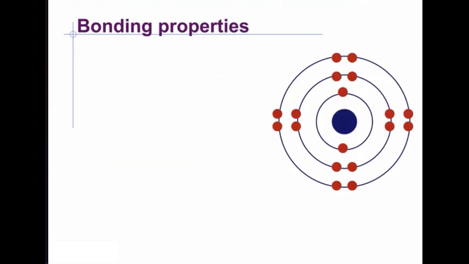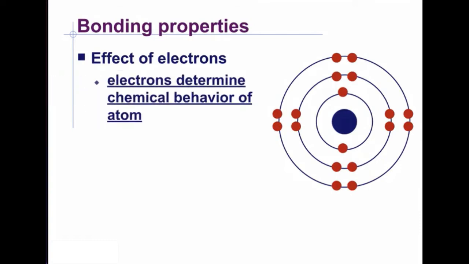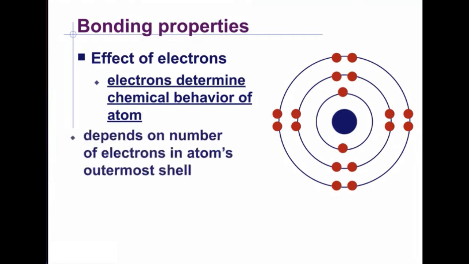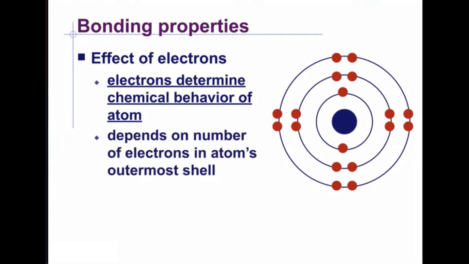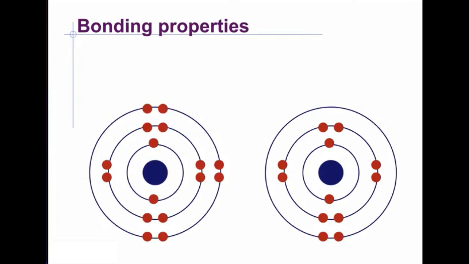So let's move on to bonding properties. The bonding properties affect the electrons. Okay, as you know, electrons determine the chemical behavior of atoms, and it depends on the number of electrons in the atom's outermost shell, as you can see here, the red dots surrounding the nucleus. Now, you call this outermost layer the valence shell, and this is where the action happens.